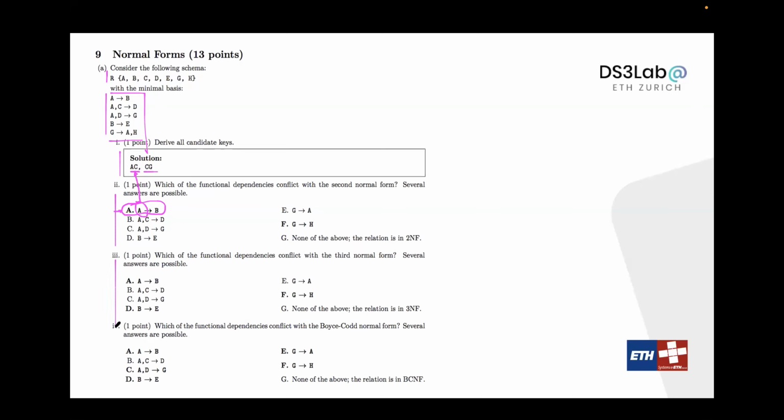And then which one violates the third normal form, and which one is not in BCNF? If it's already in third normal form, you should check this. If it's already in BCNF, you should check this. Otherwise, it will tell us which constraint is violated.